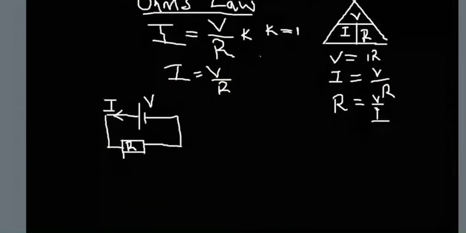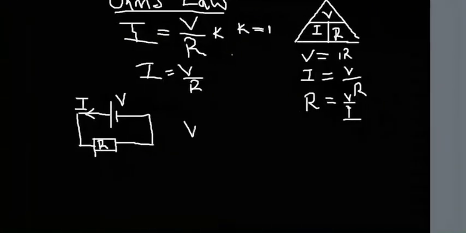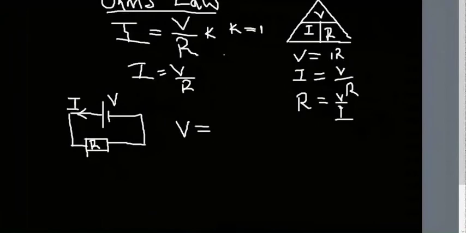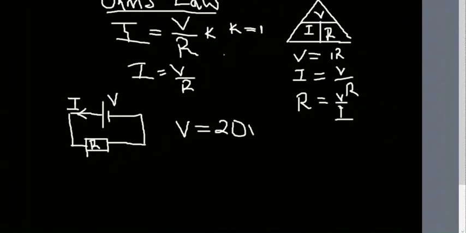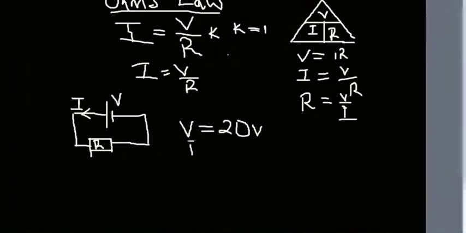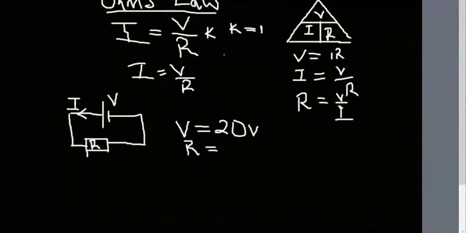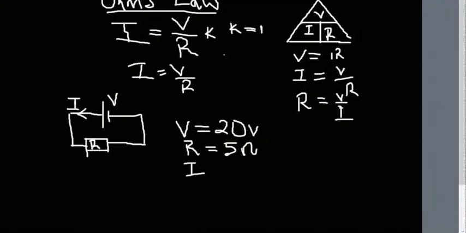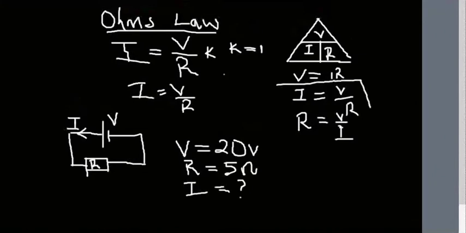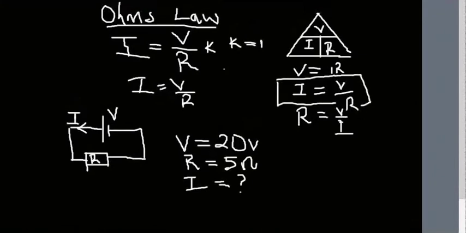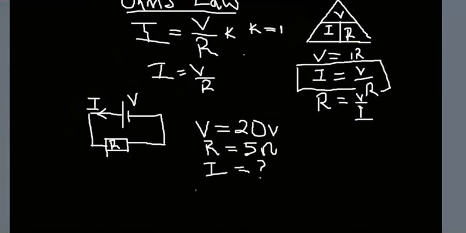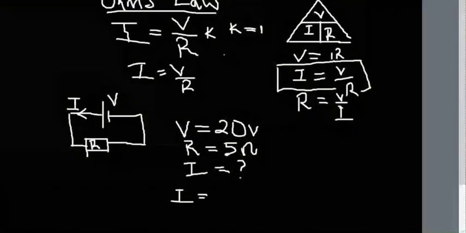So let's take for instance that in a circuit the voltage or the potential difference across the circuit is 20 volts, and the resistance is given as 5 ohms. So what is the current? To find the current, we have to look at this formula here: current I is equal to V over R.